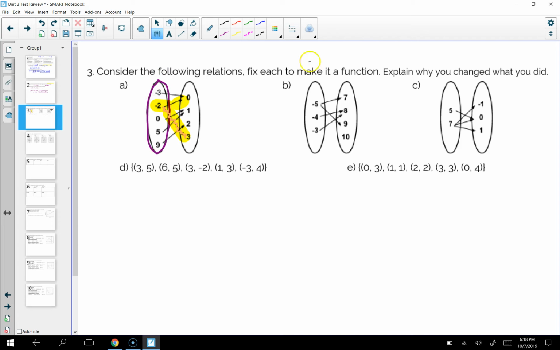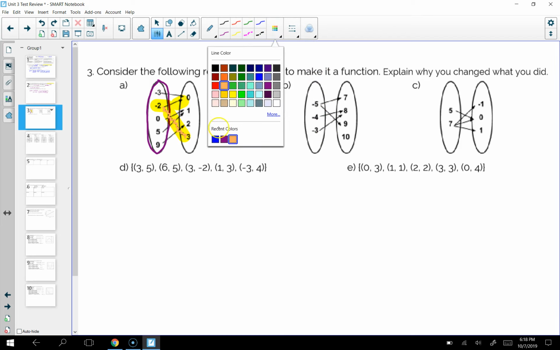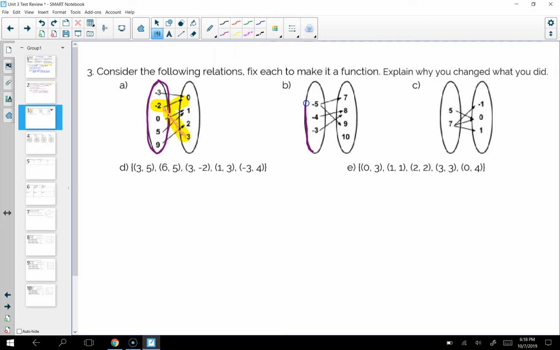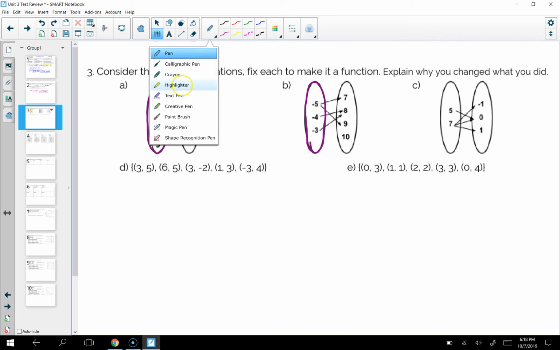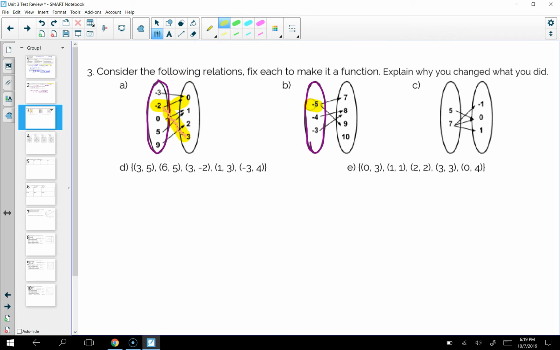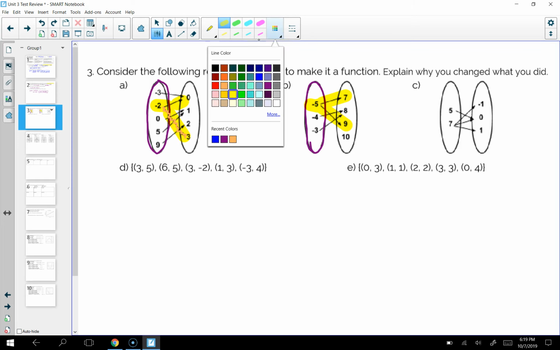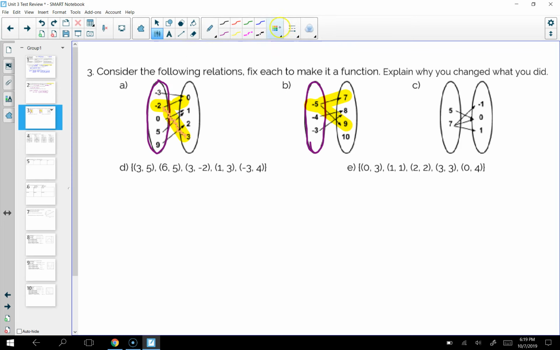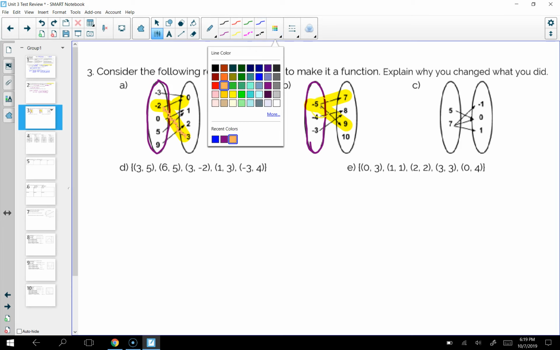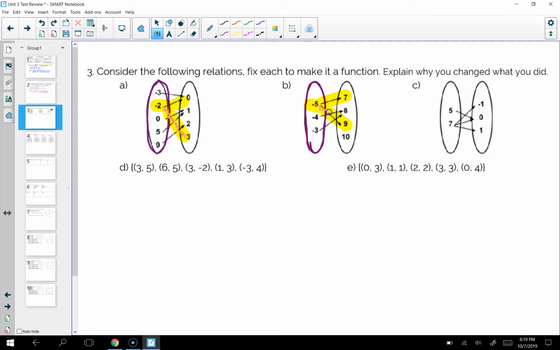All right. Let's look over here in part B. So again, anything in here cannot be used more than once. Is it happening? Yup. Looks like -5 is being used to 7 and 9. So what can we do to fix it? Well, just like the last one, I'm going to take one of those away. I'm going to take this one away. So -5 only goes to 7. It does not go to 9 now.